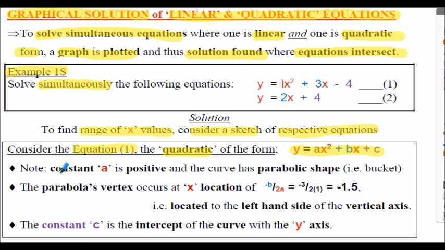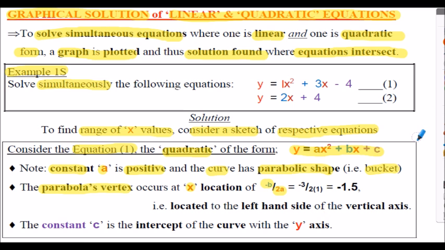Now from our previous presentation related to plotting quadratic equations, we know that the constant a, if it's positive, which in this particular case it's positive 1, will plot a curve that has a parabolic shape in the form of a bucket. If the a value was negative, it would still be a parabolic shape, but in the form of a hat. We also note from previous work that the parabola's vertex, that's the bottom of the curve if the a is positive, and the top of the curve if the a is negative, has an x location given by the equation negative b divided by 2a.